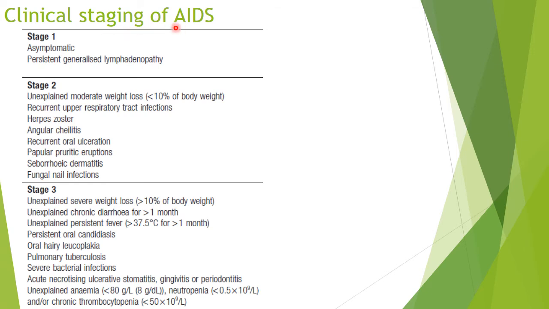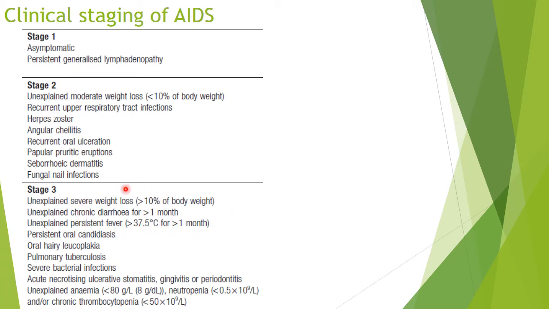So clinical staging of AIDS. In stage 1, the person is usually asymptomatic and there is persistent generalized lymphadenopathy. On stage 2, there is unexplained moderate weight loss, which is less than 10% of body weight, and there is herpes zoster, recurrent URTI, and there can be fungal nail infection, etc. In stage 3, there is unexplained severe weight loss, more than 10% of body weight, unexplained chronic diarrhea for more than 1 month, and unexplained persistent fever more than 37.5 degrees Celsius for 1 month.